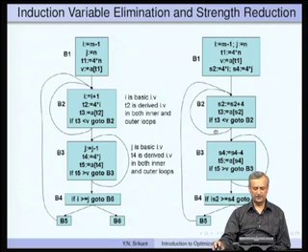Here is a bigger example of induction variable elimination and strength reduction, and this is from the Dragon book. Here are 2 loops and a third loop which encompasses both of them. So, this is the outer loop and 2 inner loops. It is very easy to see that I is a counter variable here, j is a counter variable here, but it so happens that I is a counter variable in the outer loop and also j is a counter variable in the outer loop.